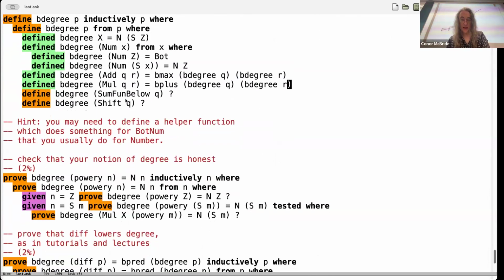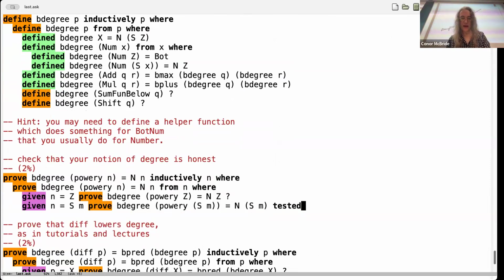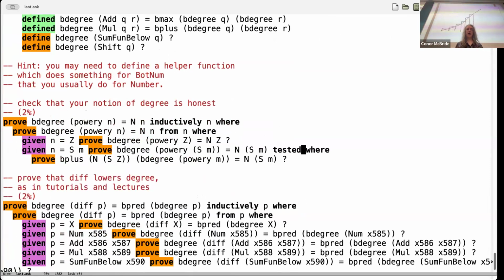And hopefully, if I again replay this test, I get a little bit further. And now you can see, lots of people did get this far, with b degree of power m showing up. But the extra partial credit was for realizing that because m is smaller than n, you know something about it.